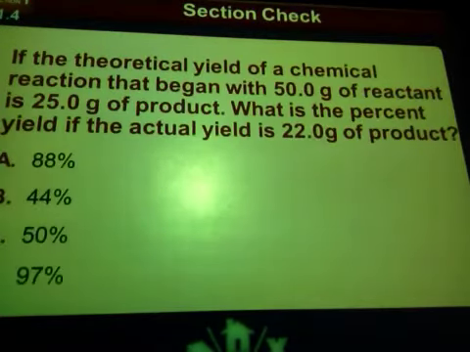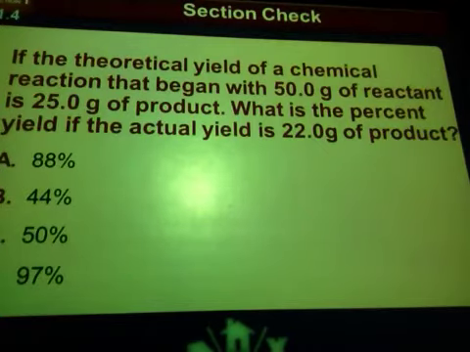So let's say, for example, the theoretical yield of a chemical reaction that began with 50 grams of a reactant is 25 grams of a product. So my theoretical yield of this product is 25 grams. I want to know what is the percent yield if I actually just got 22 grams of the product. So if I actually got 22 grams in the lab, but the most I could have gotten was 25 grams, I'm going to try to calculate my percent yield.